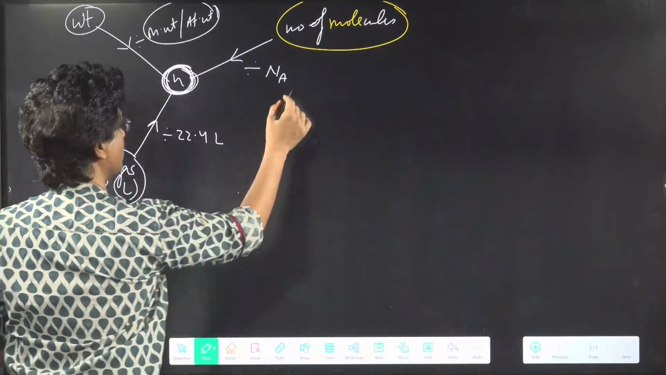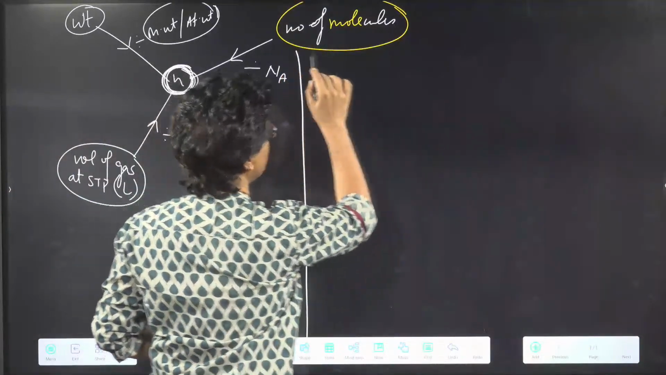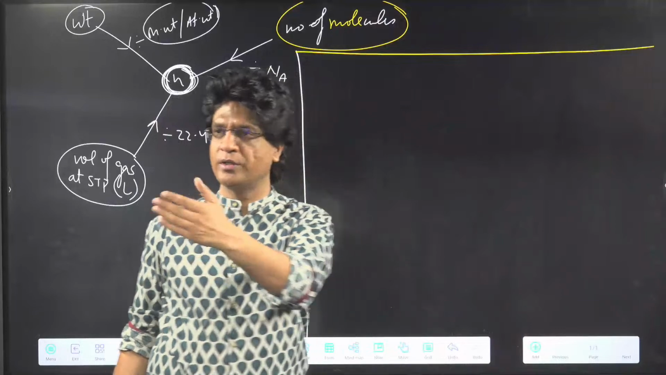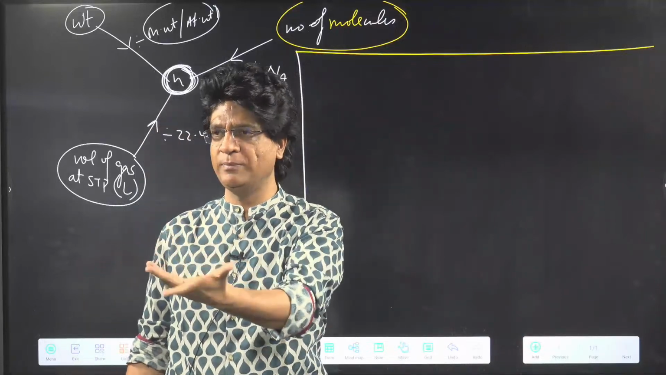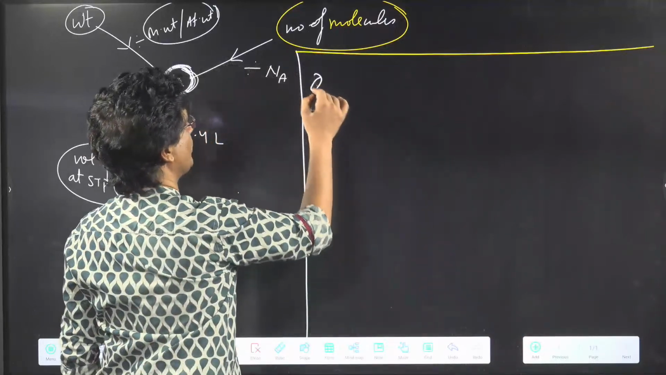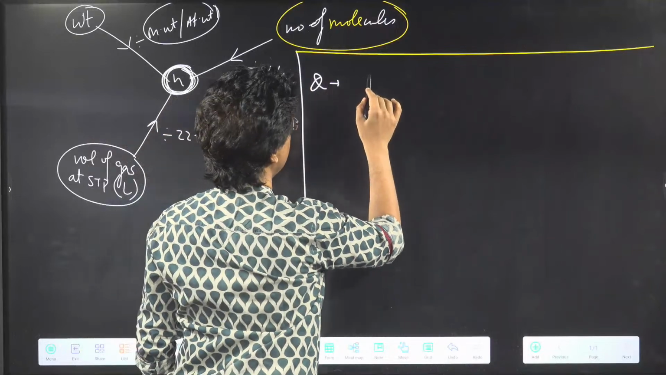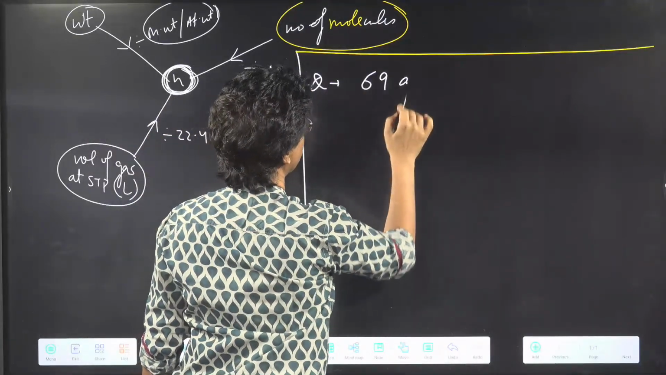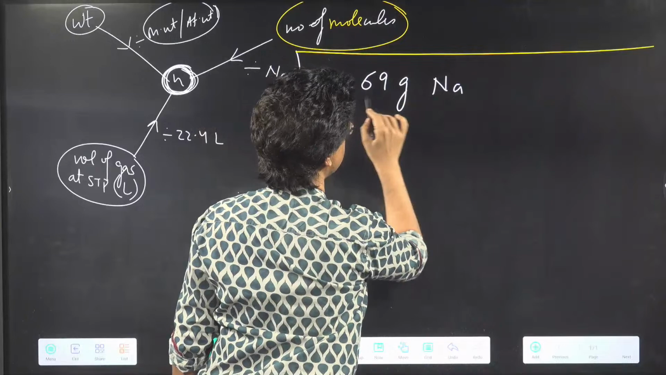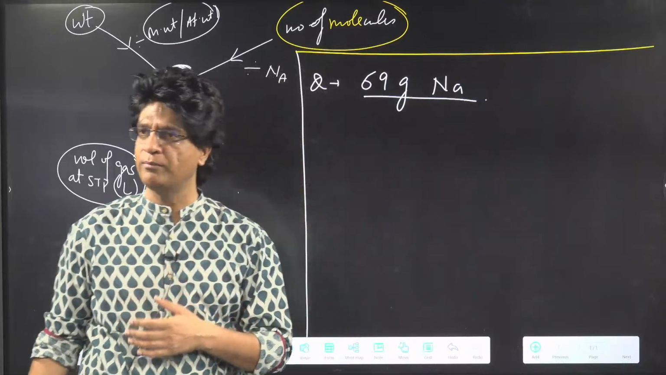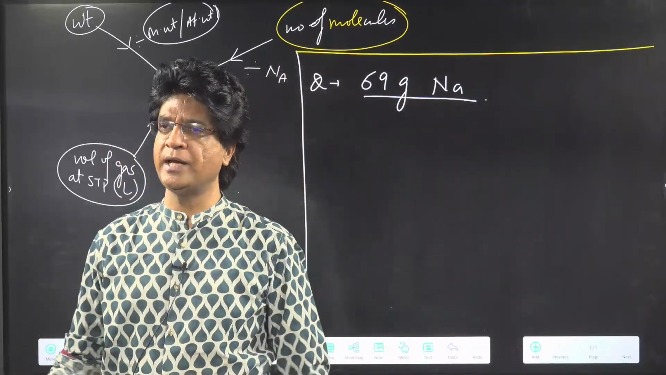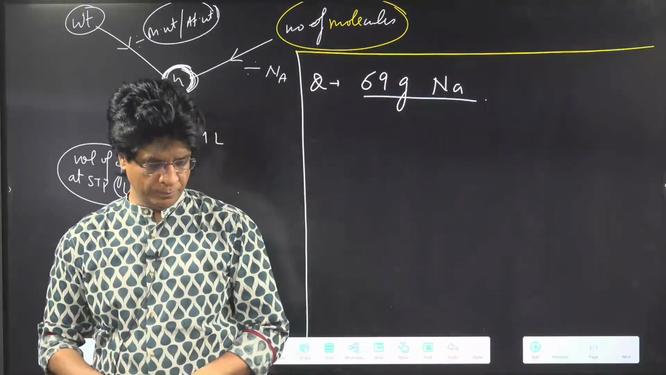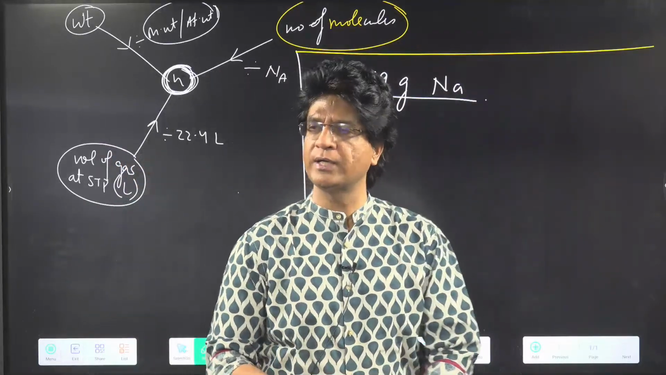Suppose, and if you do not know certain things, you can post your queries out here. I'll be trying to help. Okay, so the first question: if I give you 69 gram of sodium, can you find out the number of moles in 69 gram of sodium? Come on, be quick, answer it quickly.